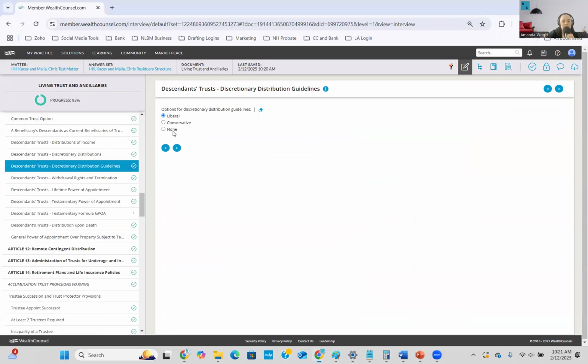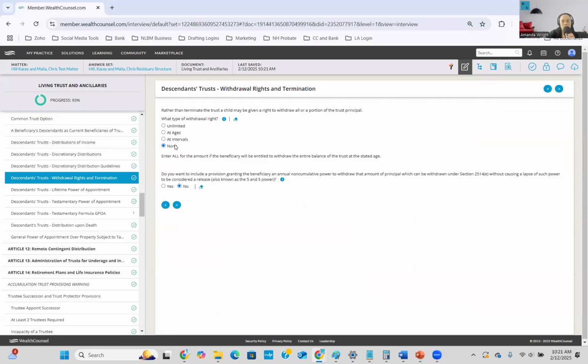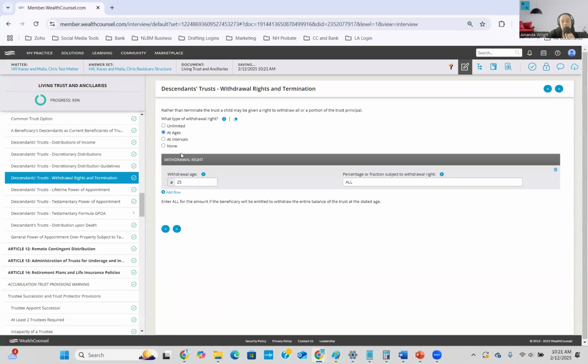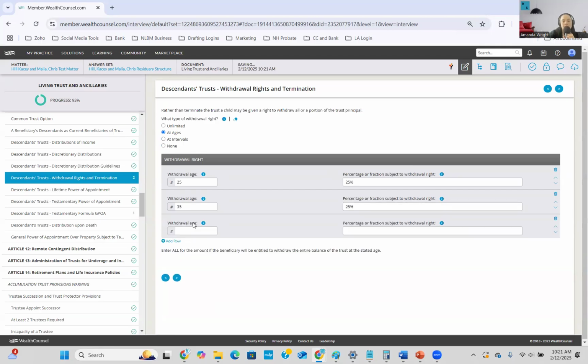When we get down to rights of withdrawal here, termination, that's the difference over here between ages and stages and lifetime. See, there's no ages and stages language here. If we do not give the beneficiary any right to withdrawal, then it's going to be for his or her or their lifetime. If we go at ages, then it's going to have different ages in which they can withdraw. So 25% at 25, increased, these rights are cumulative, by 25% at 35. And at age 40, these beneficiaries can take all the money.